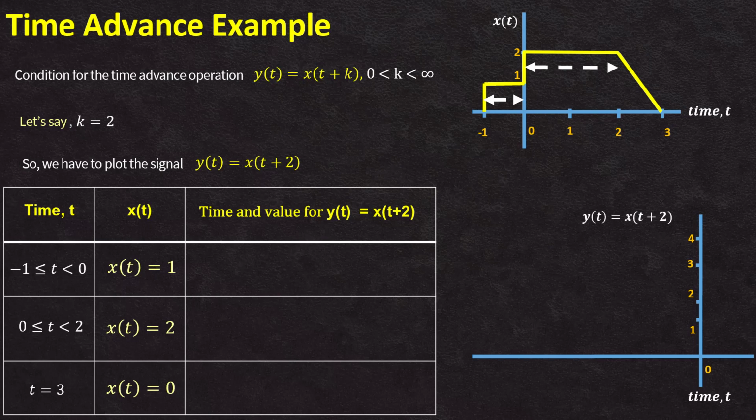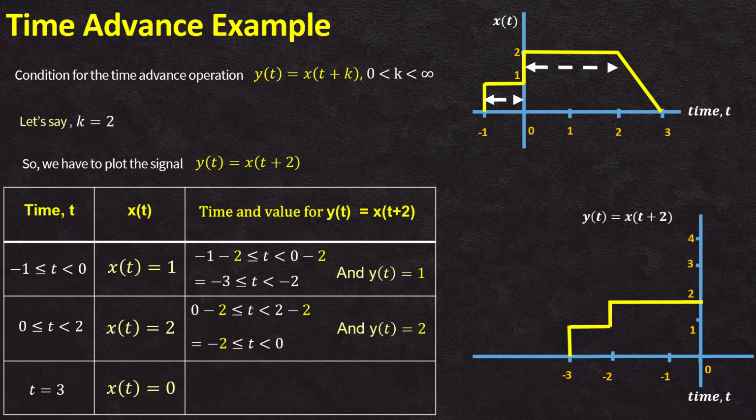So if we subtract 2 for the time interval of t greater than or equal to minus 1 and less than 0 for the signal x(t), then the new time interval for the signal y(t) will become t greater than or equal to minus 3 and less than minus 2, and the value of the signal y(t) will be same as the value of the signal x(t), or y(t) is equal to 1. Similarly, we need to subtract 2 for the time instant t greater than or equal to 0 and less than 2. So the time interval for the signal y(t) will become t greater than or equal to minus 2 and less than 0, and the value of the signal will be same as the value of the signal x(t), or y(t) is equal to 2.